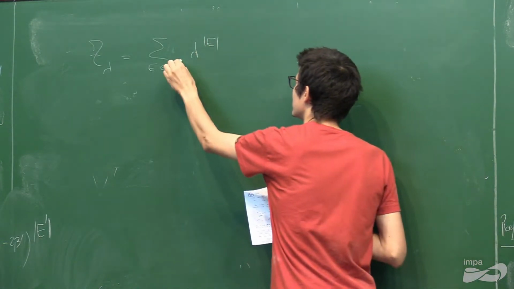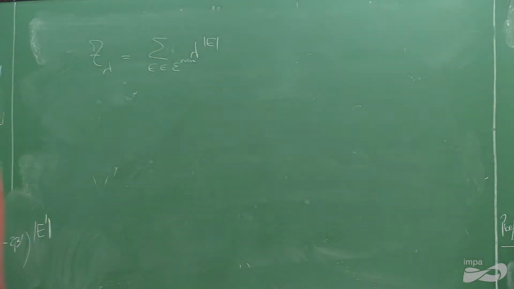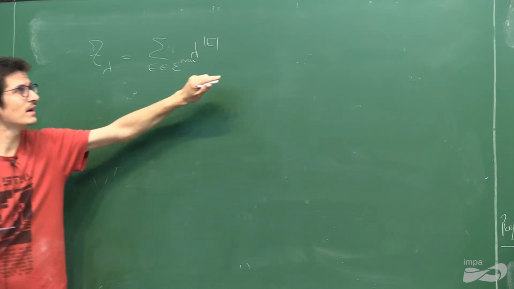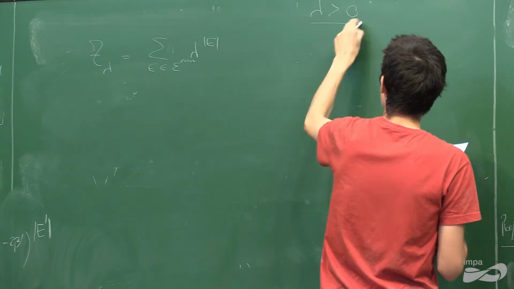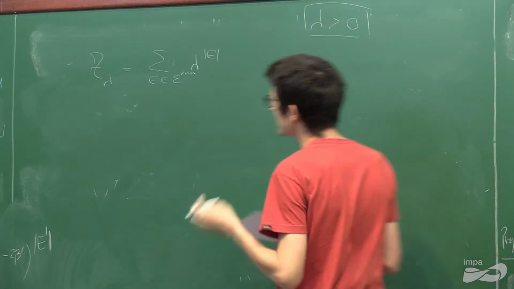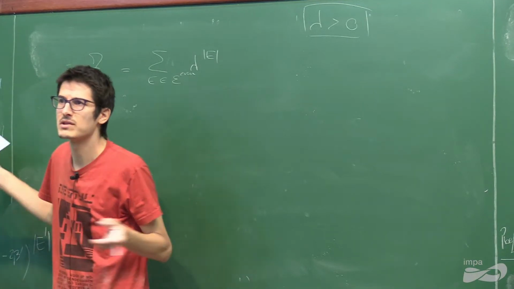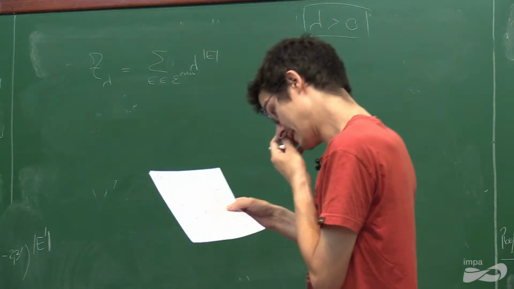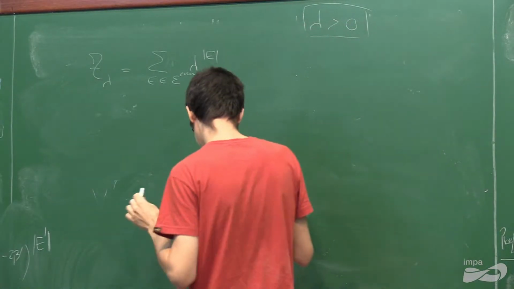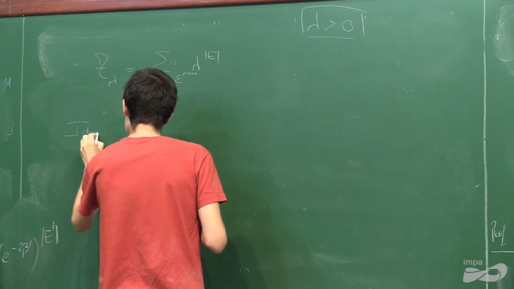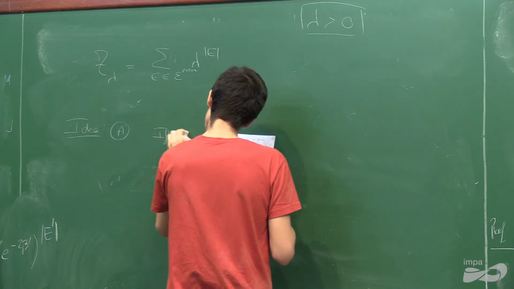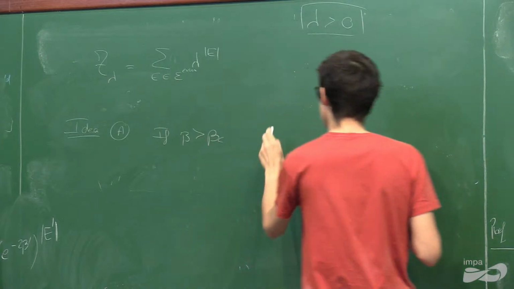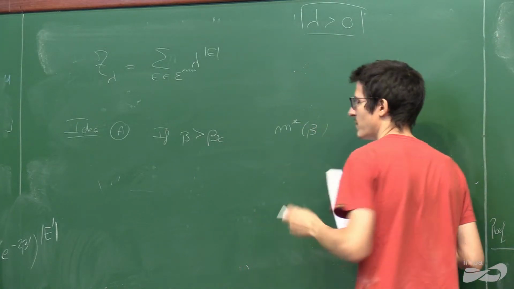Now let's not care too much about the details. We have a contour model. Each edge has a cost lambda to appear, where lambda is some parameter. In our application, lambda is always smaller than 1, but it doesn't necessarily have to be. So what's the idea? If beta is larger than beta_c, then the magnetization is positive.